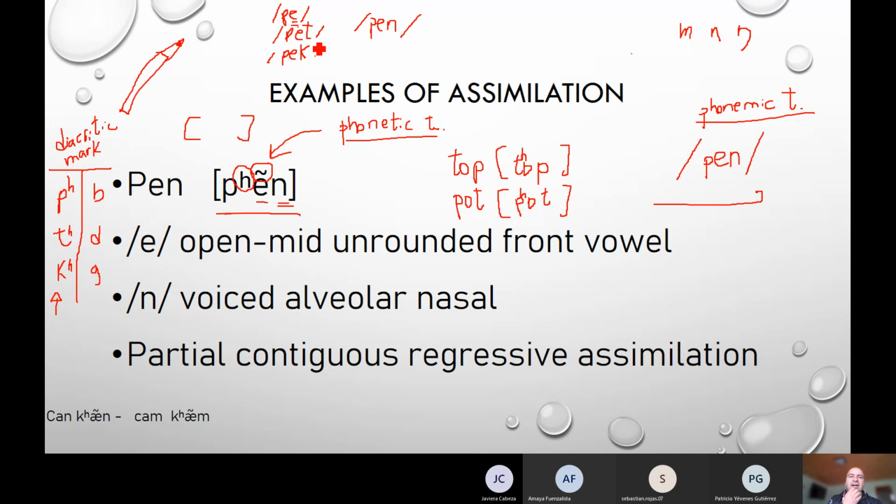Pay attention to your tongue when you're saying these words and see where the tongue is when you're producing the vowel sound. Is it in the same place when you say "pet" and "peck," "pen," "peck"?